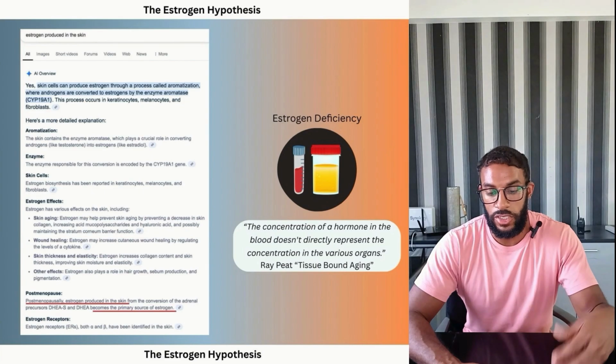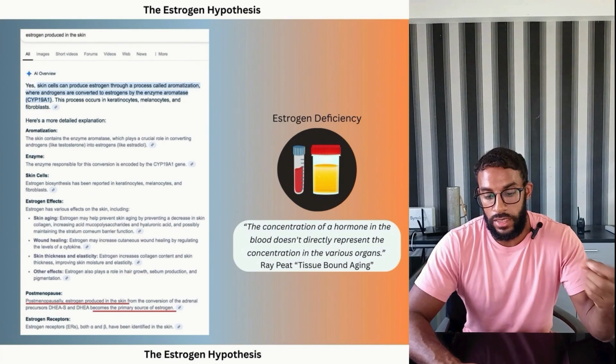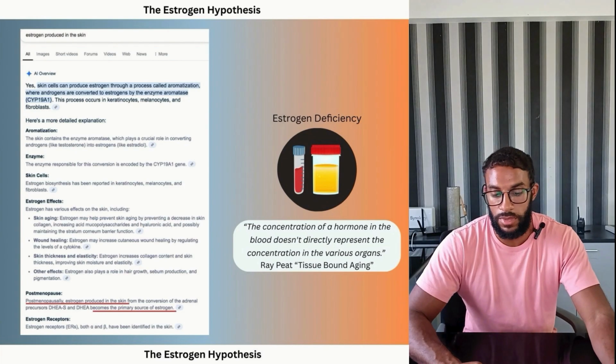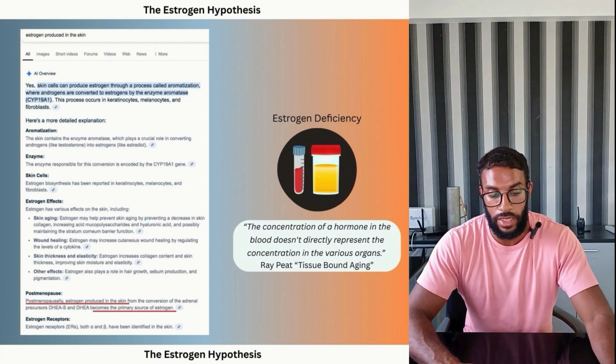He says the concentration of a hormone in the blood doesn't directly represent the concentration in the various organs. Okay, so sometimes blood work is not going to answer the equation.